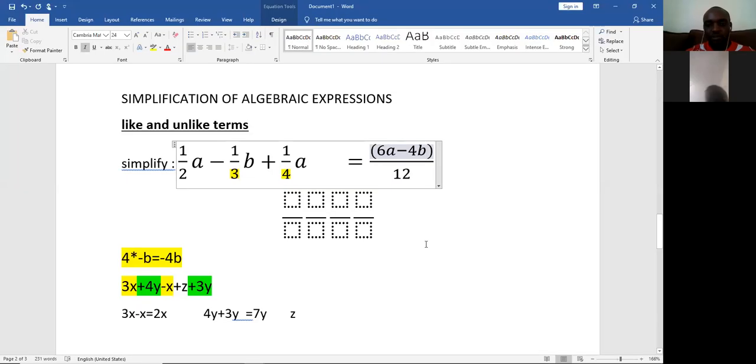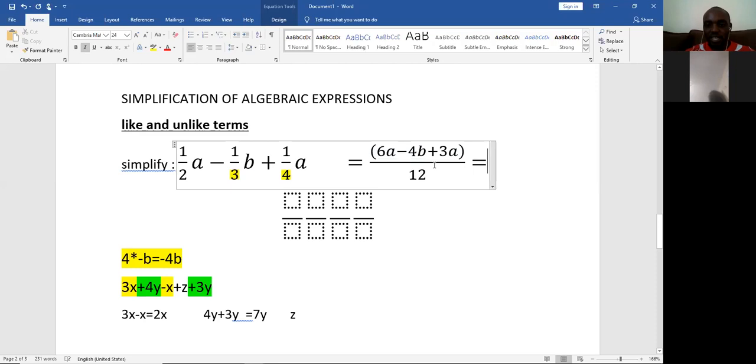Okay, minus 4b here. And then you can say 12 divided by 4, which you get is 3. 3 multiplied by 1a, and then the answer here is plus 3a. From there now, you're allowed to come here and simplify. That is 6a minus 4b plus 3a.